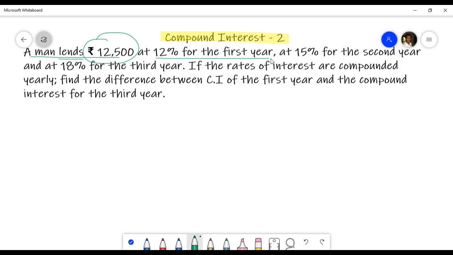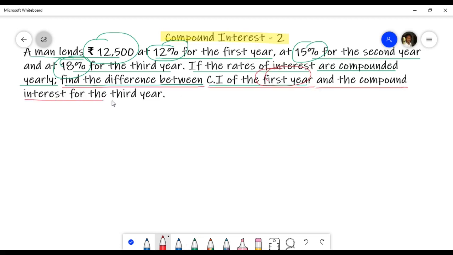Here is the question. A man lends 12,500 rupees at a rate of 12% for the first year, at 15% for the second year and 18% for the third year. Now if the rates of interest are compounded yearly, what do we have to find? The difference between the compound interest of the first year and the compound interest for the third year.